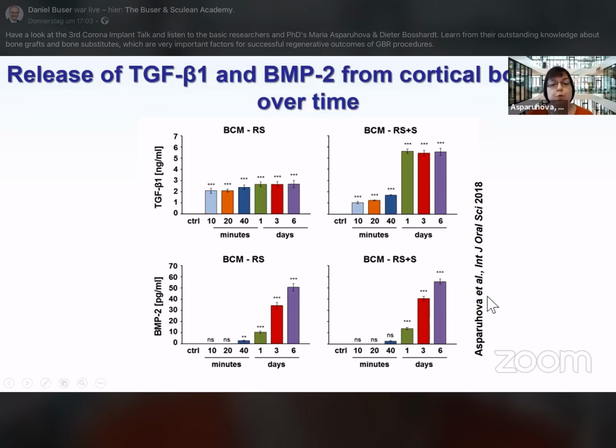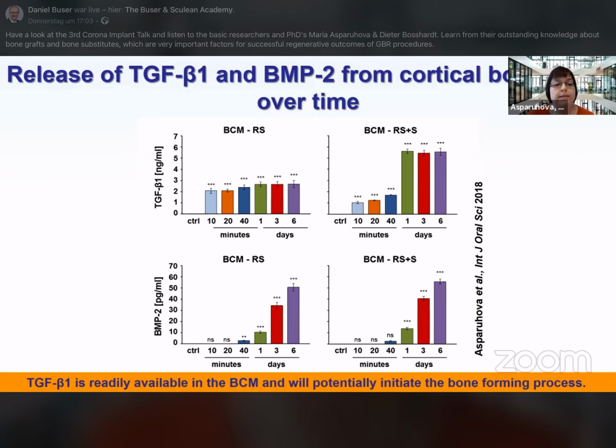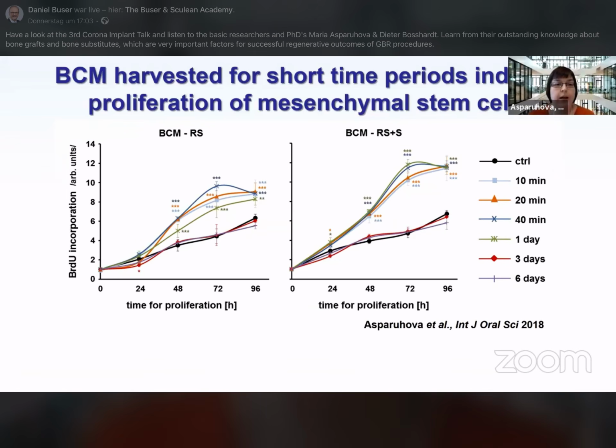This came to show that most probably BMP2 is needed at a later stage of the graft consolidation process, whereas TGF-beta1 is readily available in the BCM and will potentially initiate the bone forming process.